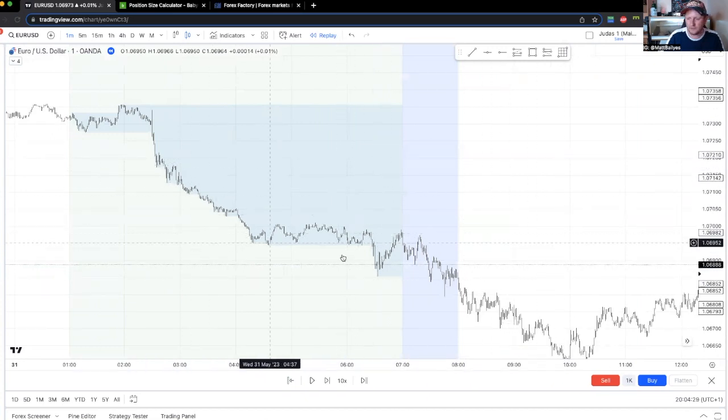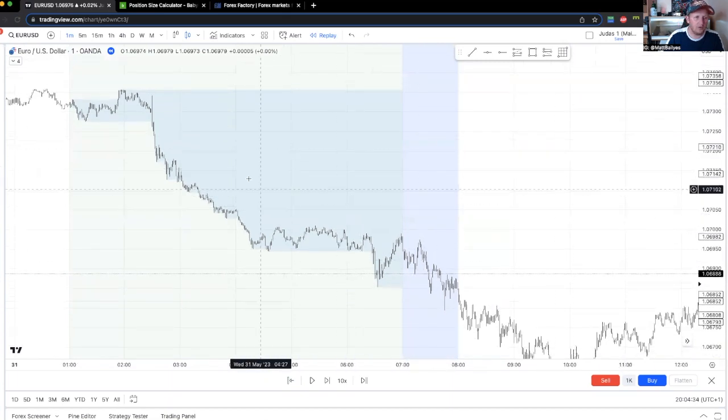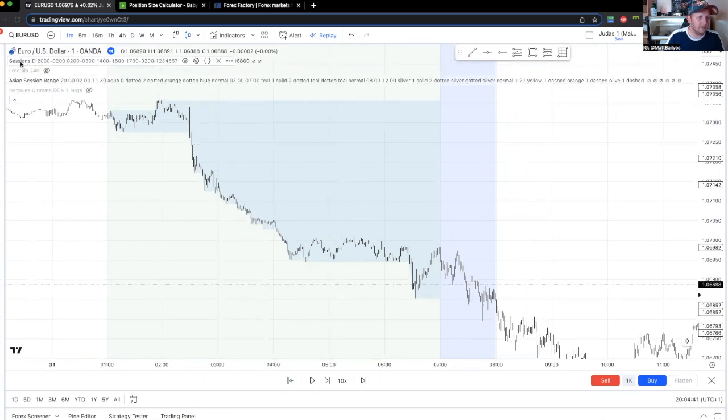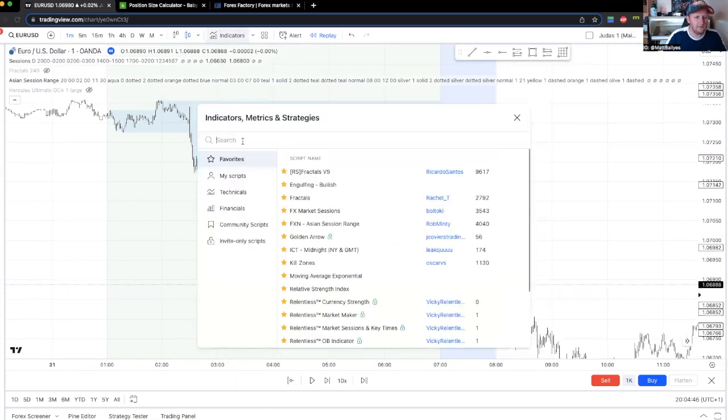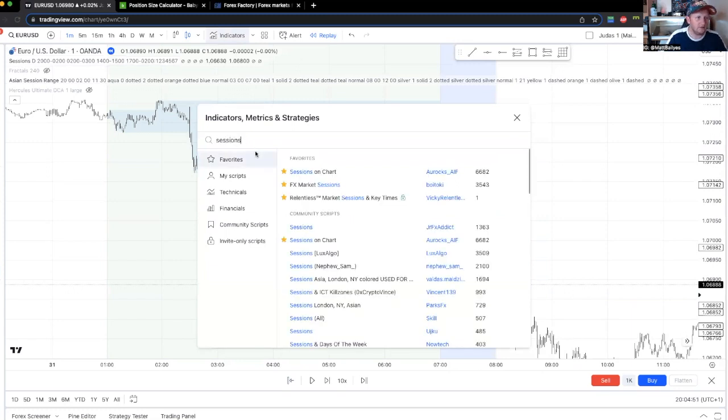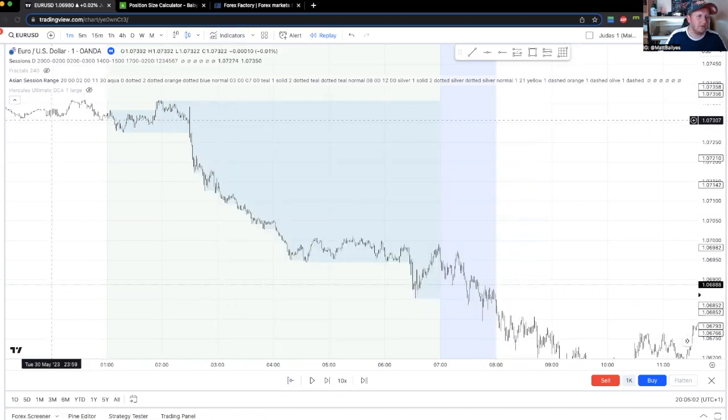All the times you see on here are UK time, so you can adjust the time according to your time zone, but these are the times you want. You can get this indicator called sessions. Go to indicators and type in sessions. It's called sessions on chart. You also want to use sessions on chart by Aurochs, that's how you pronounce it. You add that onto your chart.